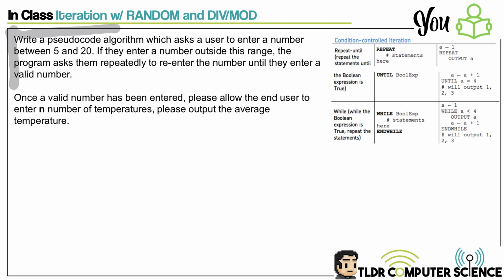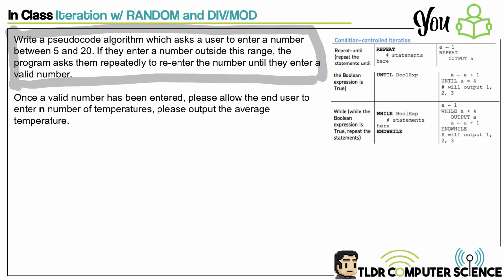This one is in two places. There's this algorithm here, stage one of it, and then there's stage two. I want you to decompose it a bit and do it section by section. Write a pseudocode algorithm which asks a user to enter a number between 5 and 20. Here's the twist: if they enter a number outside the range, the program asks them repeatedly to re-enter the number. So it could be output, please enter a number, then number, arrow pointing towards it, user input.